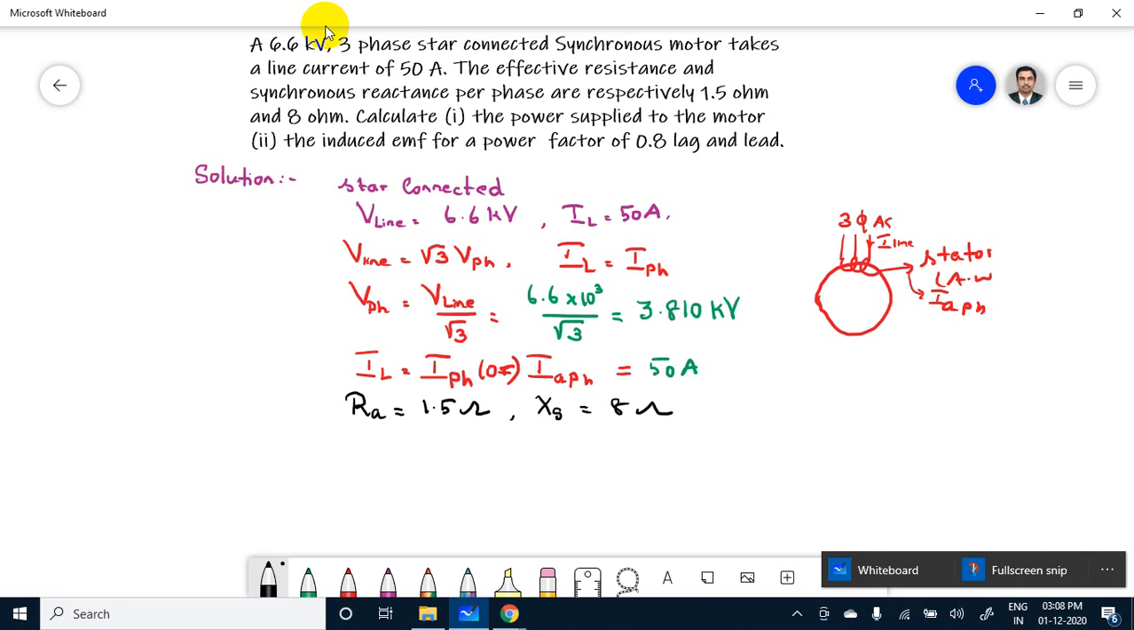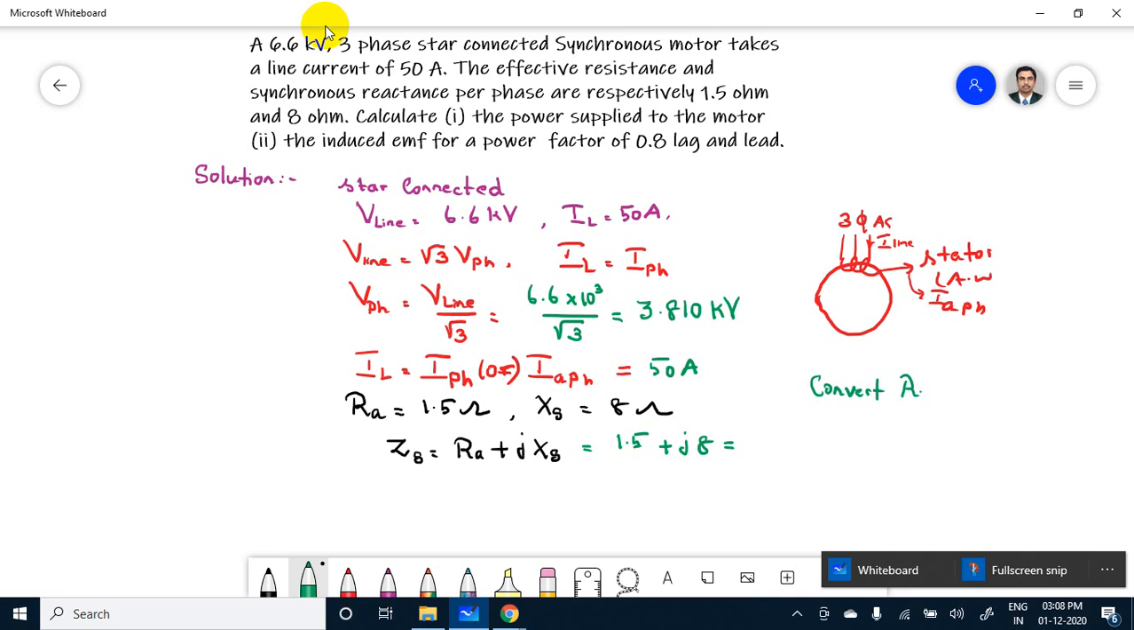The combination of resistance and reactance is nothing but impedance. Z, impedance, is equal to RA plus jXS. Now substitute the parameters. RA is 1.5 plus j8. So now it is in rectangular form. Can we convert it into polar? Please convert rectangular to polar.